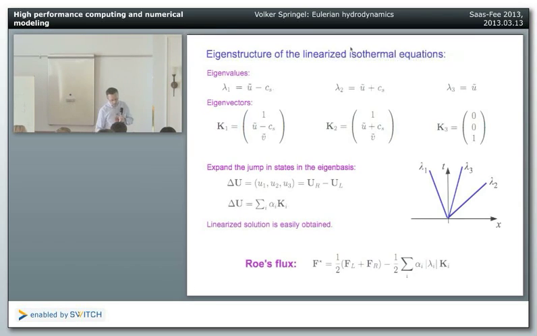Then you can construct the linearized solution very easily. You expand the jump between the left and right state in this basis. Then you have the solution in linear form of the linearized equation. And then you can write down for this approximate solution Roe's flux like this. And basically that's it. You can use that, and it works in practice very well. And similarly for the Euler equations.